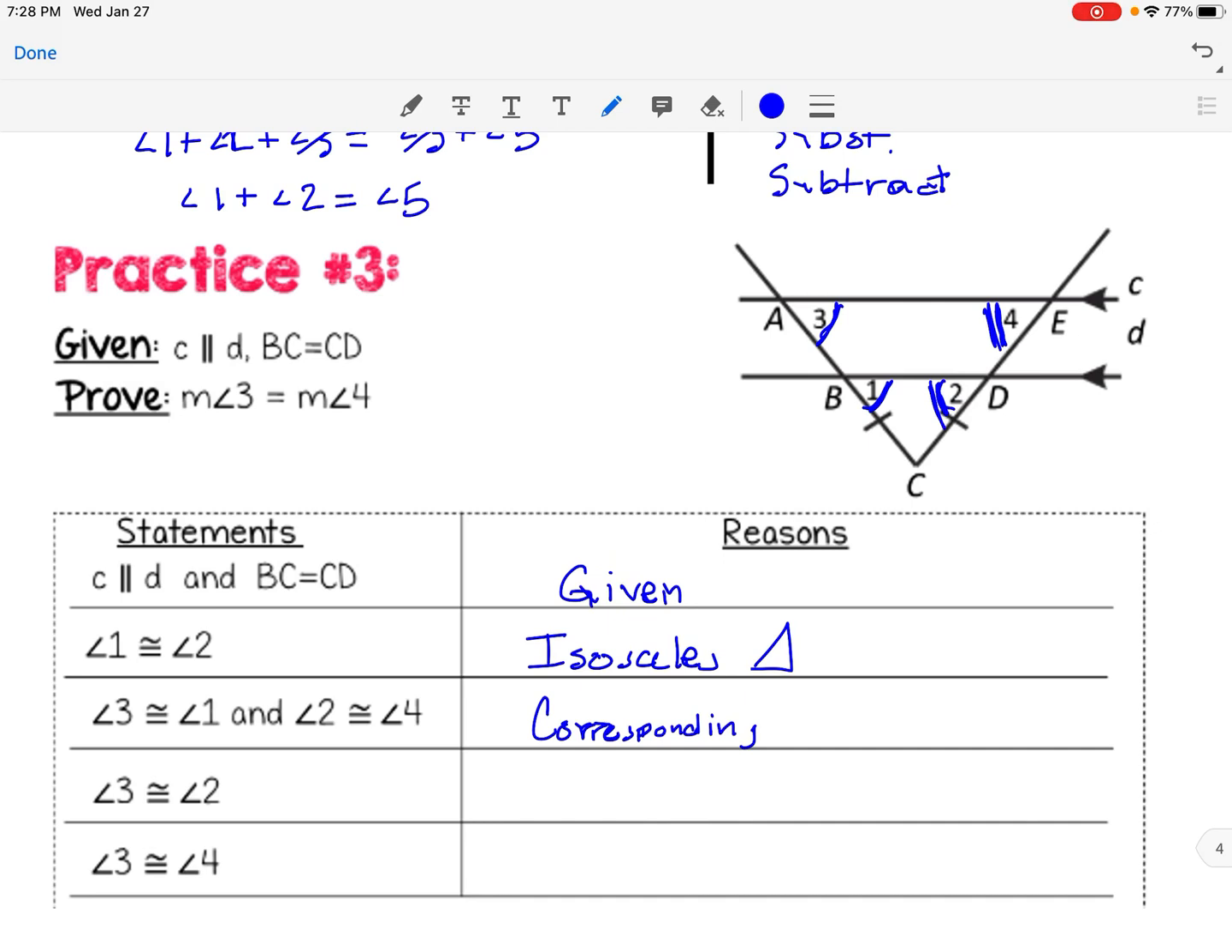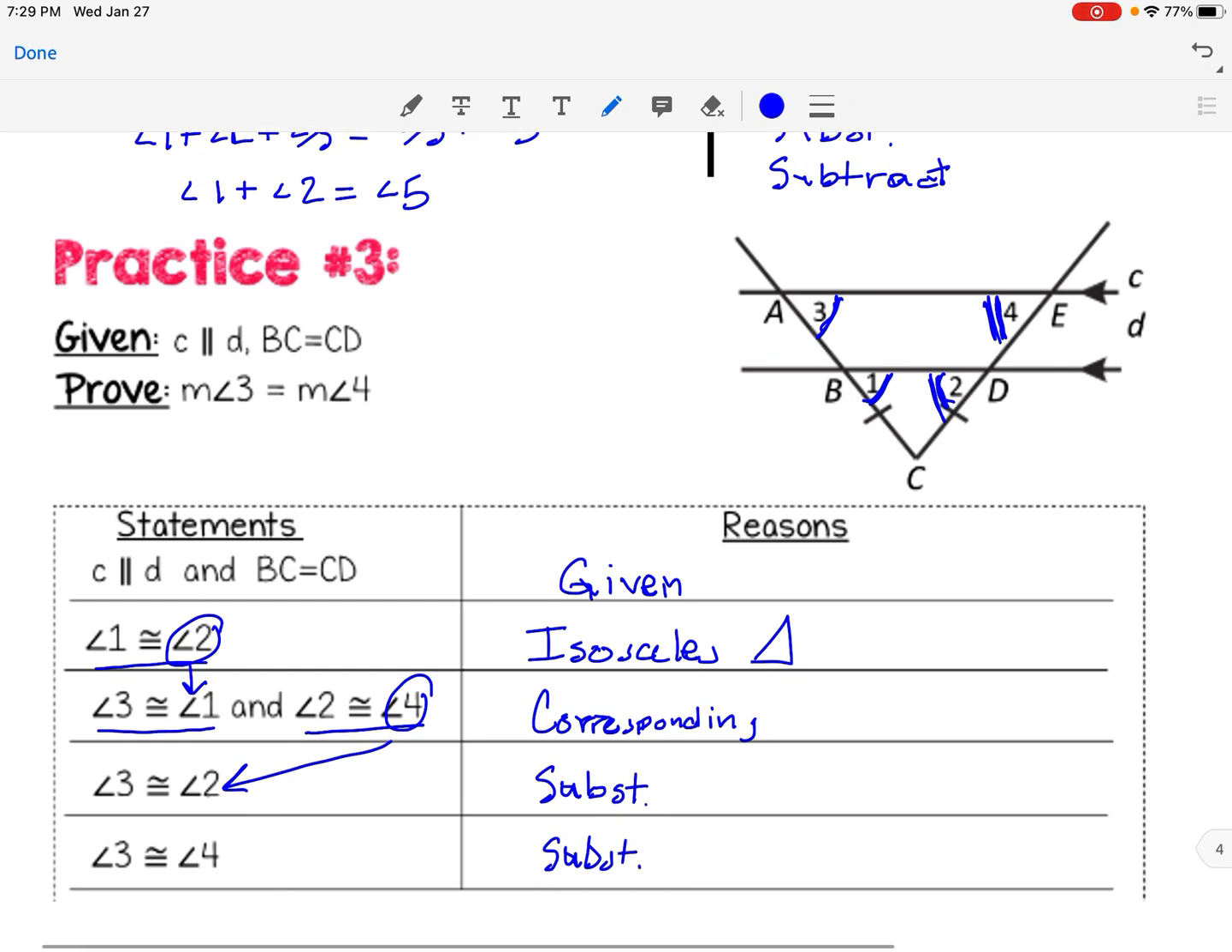Okay, and then we know from there that angle 3 is congruent to angle 2. It looks like we could take this statement right here and this statement right here, and we plugged in angle 2 right there, so that was the substitution step. And then finally from there, it looks like angle 2 transferred into angle 4, because of here we can take that angle 4 and plug it in right there, and that will give us our last step as well. Substitution. And that's the end of that one.